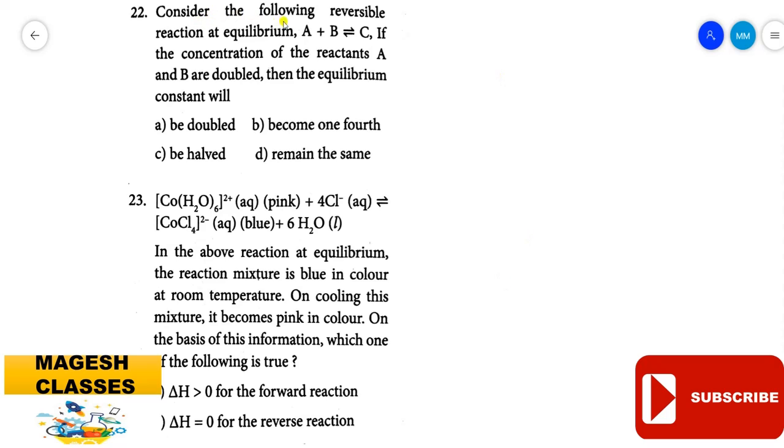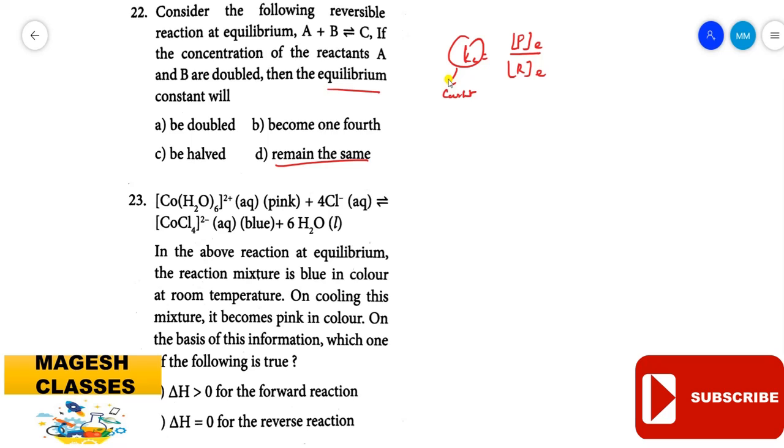Question number 22. Consider the following reversible reaction at equilibrium. A plus B gives C. If the concentrations of the reactants A and B are doubled, then the equilibrium constant will be? The equilibrium constant Kc is the ratio of the concentration of product to the concentration of the reactants at the equilibrium condition. This Kc is constant. When the concentrations are altered, what happens? The Kc remains constant. So Kc does not change.